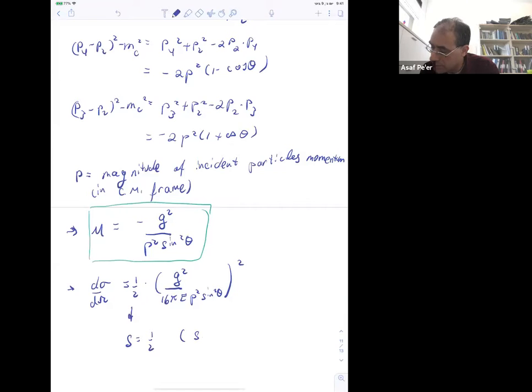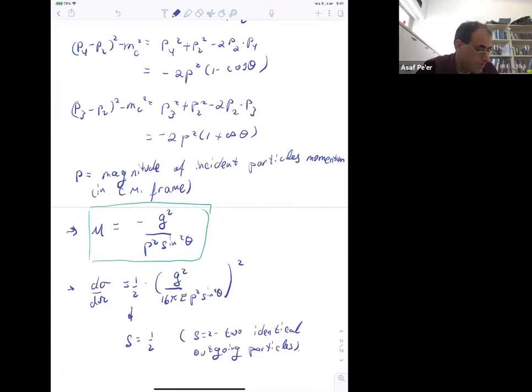Interestingly, this is the same as you get in the Rutherford scattering. The cross-section diverges when you go to small angles, and the total cross-section is infinite.